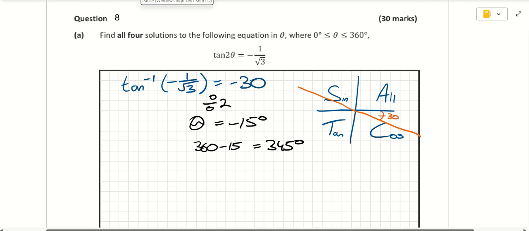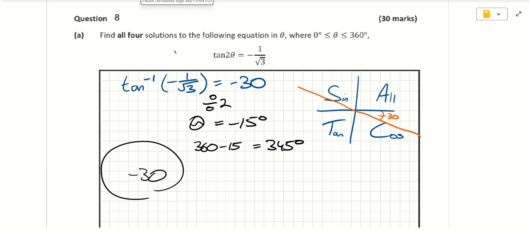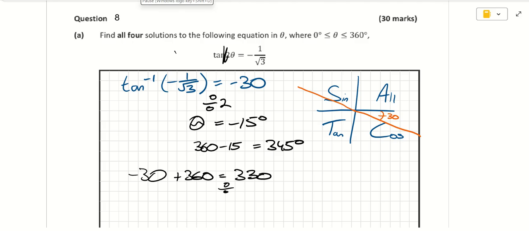I know what the answers are, but okay, so 345 is one of them, but we have all 4 solutions. So think about it. Minus 30 was one of the solutions. If you do a full lap around, you will get back to the thing. It's 360 degrees. So let's just add another 360 to that, and you will get 330 degrees. That's this round again. But again, you need it to be divided by 2 because it's 2 theta. So if you just divide that by 2, we will get 115 degrees.